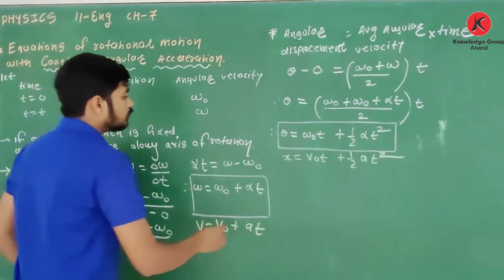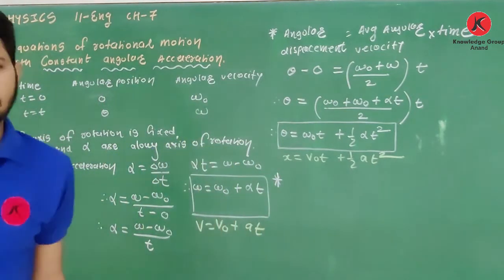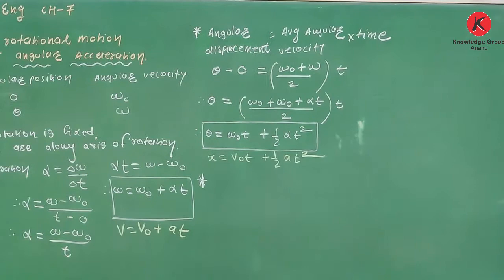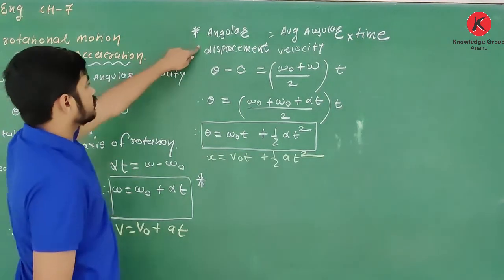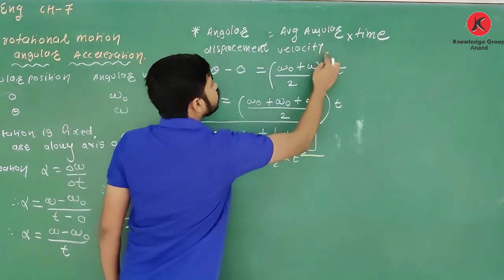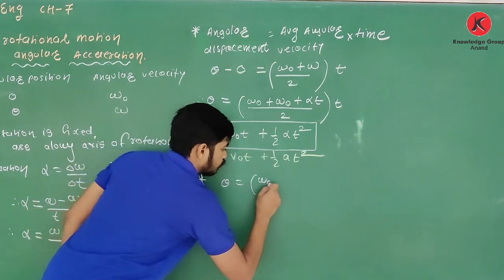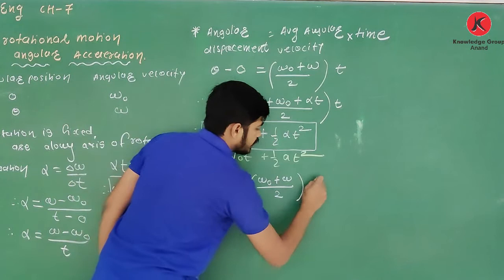Third one, how to obtain the third equation? See, it is easy again. Here I will again use this definition, that is, angular displacement is equal to average angular velocity into time. Means theta is equal to omega 0 plus omega divided by 2 into t.